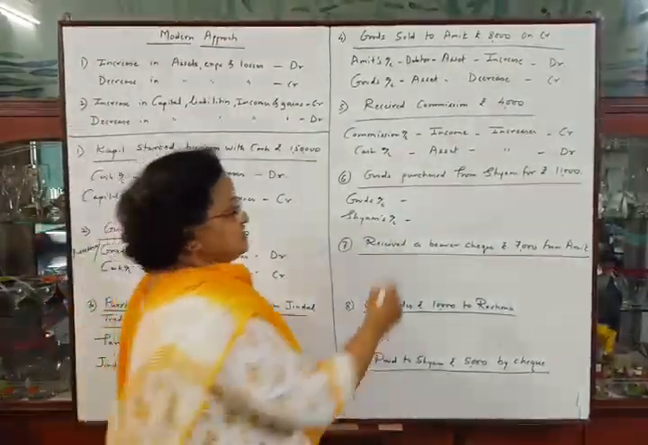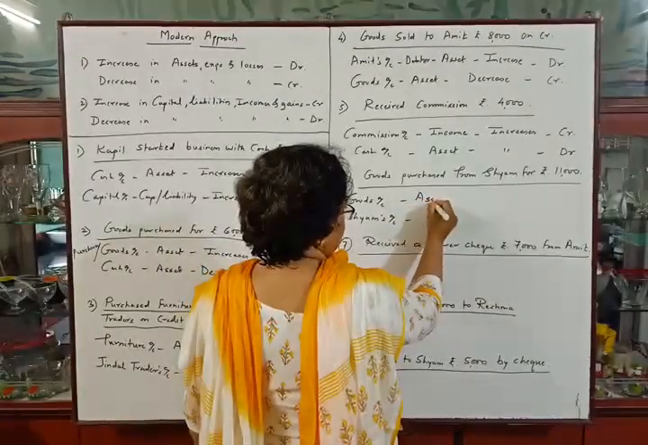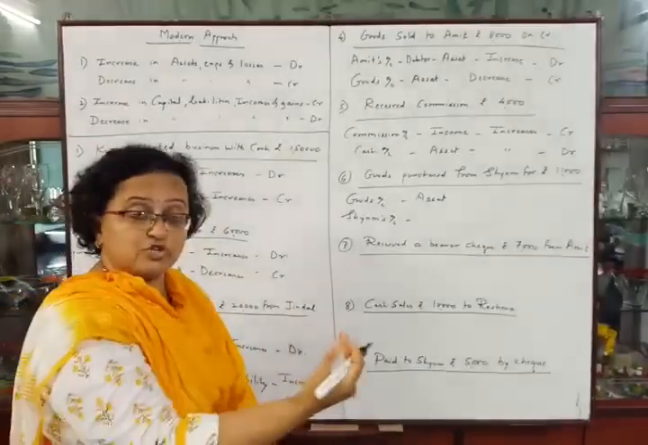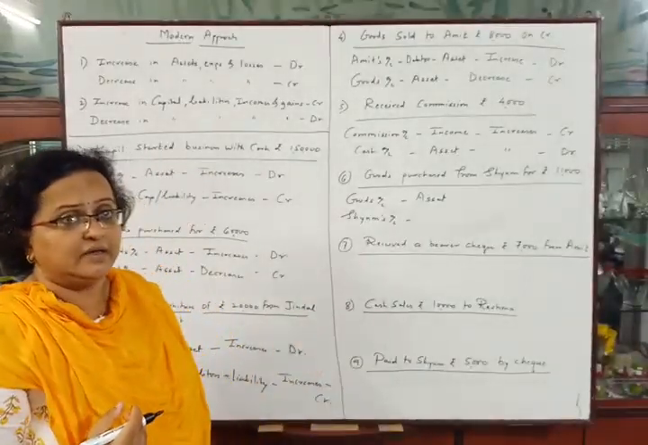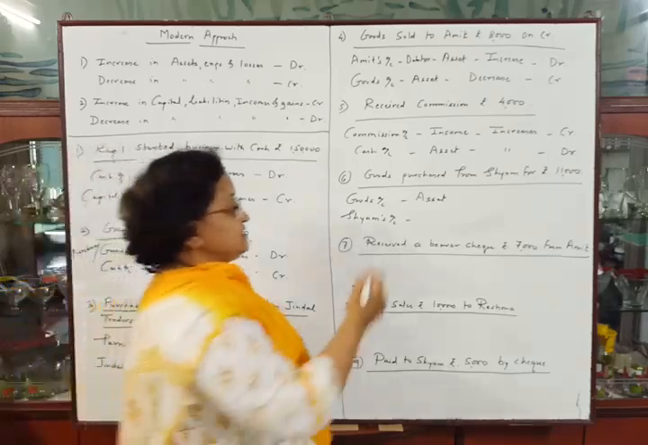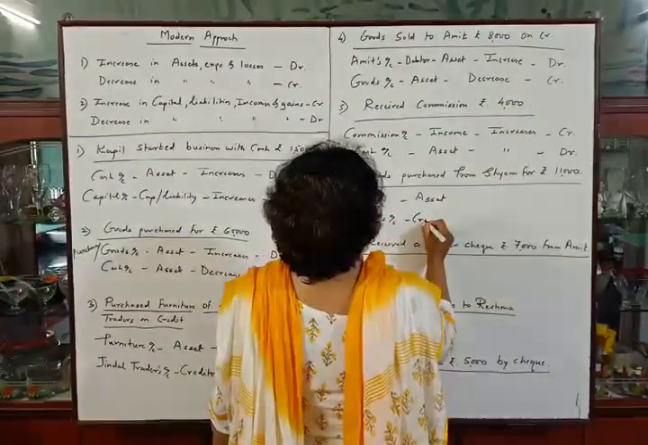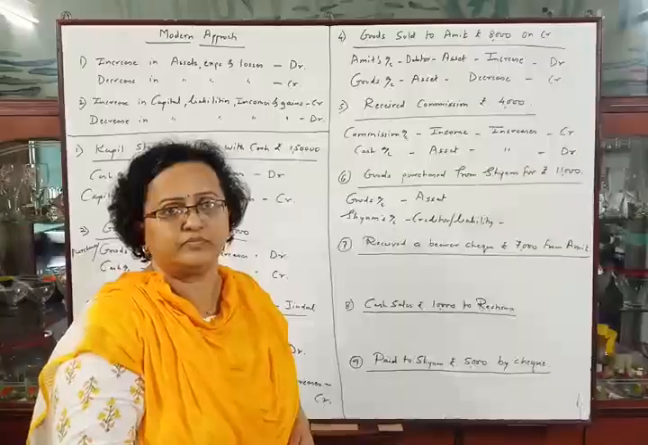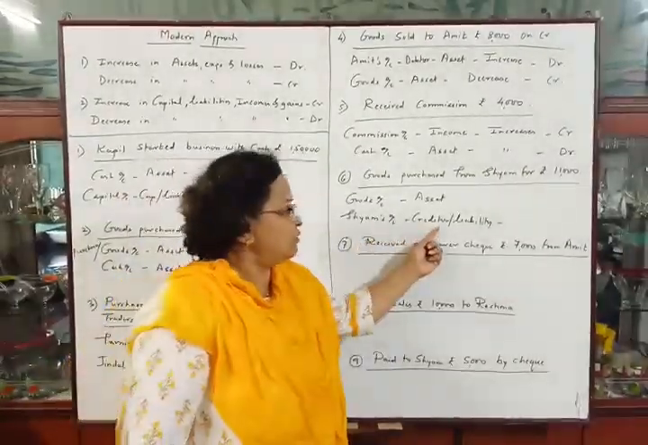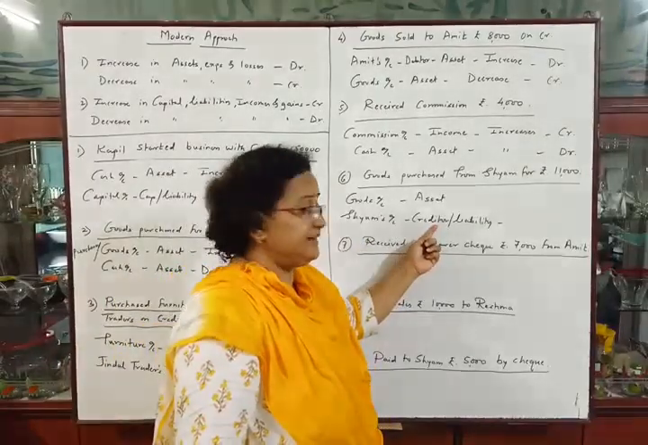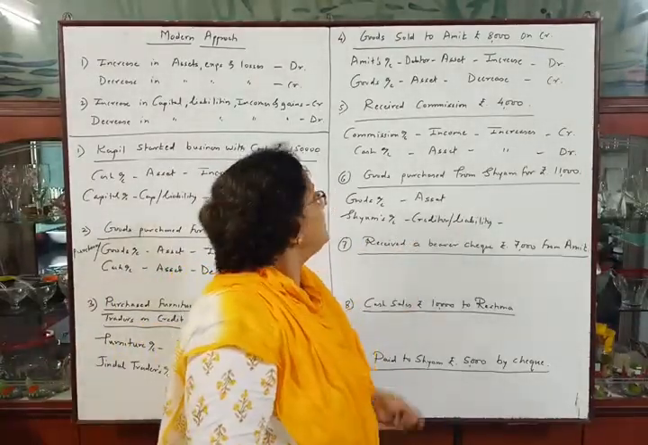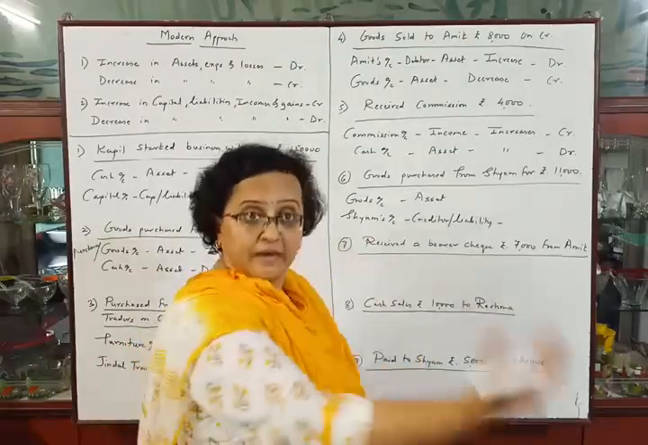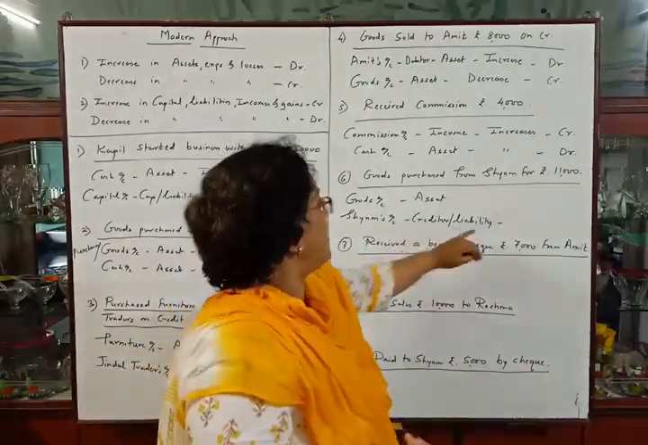Okay, goods is our asset and Sham, as we have purchased goods from Sham on credit, our liability will increase. This is our liability, that is he is our creditor. Sham's account is a creditor, so it is our liability, because as we have purchased goods from Sham, amount is payable to them, so liability.